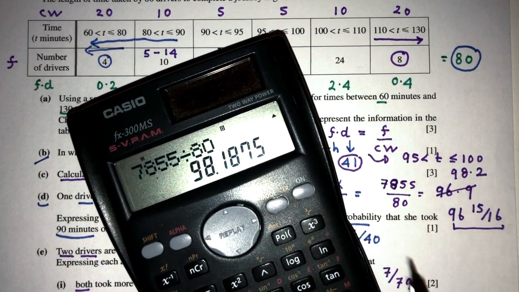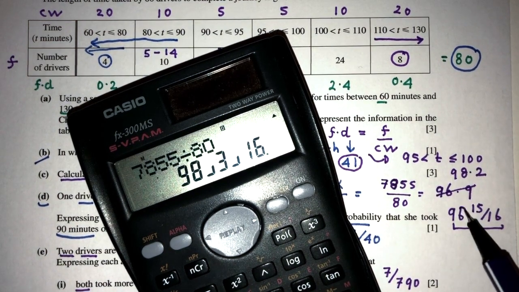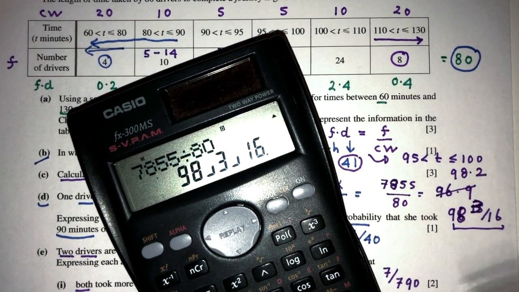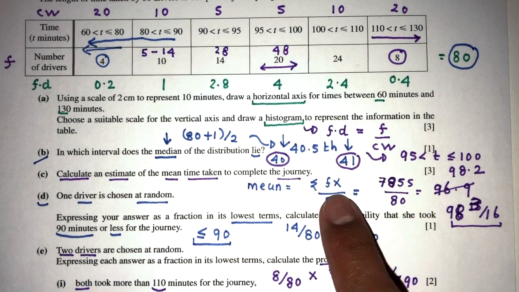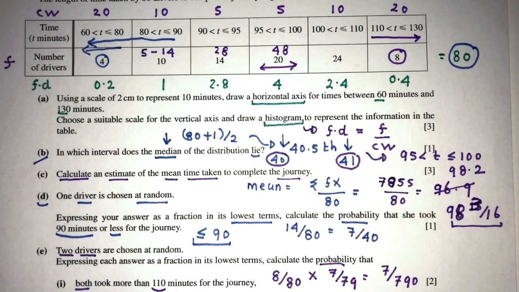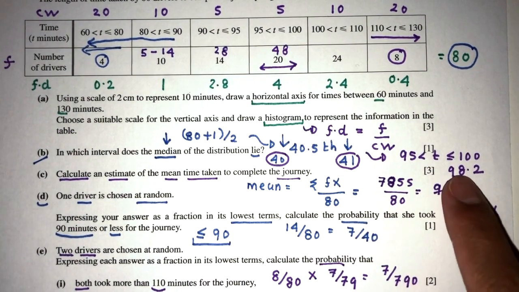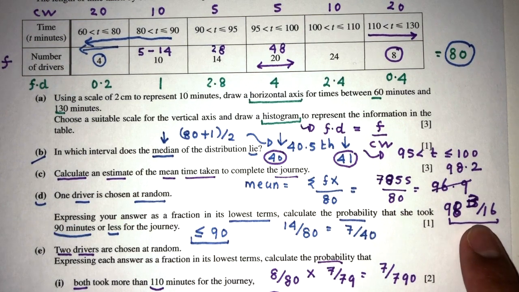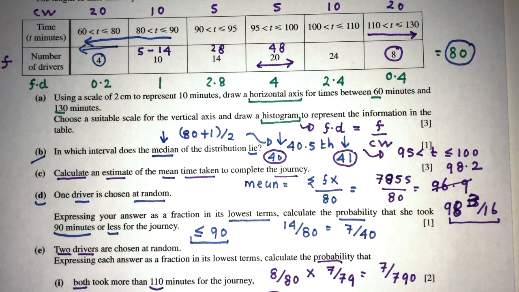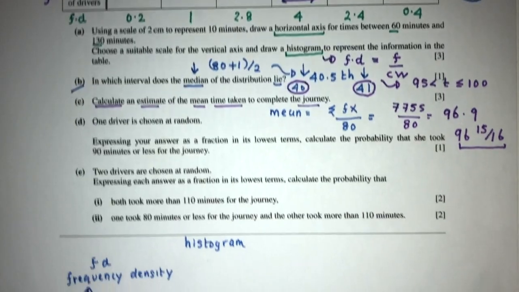So this will be your answer, correct to 3SF, or it will be 98 and then 3 over 16. Okay, so that will be the mistake I made here on my calculator. So just be careful whenever you have to do this kind of operation, and always double check your answer. It should be 98.2, or you can write it in terms of a fraction, 98 3 over 16, for part C of the question. That will be your answer, part C.